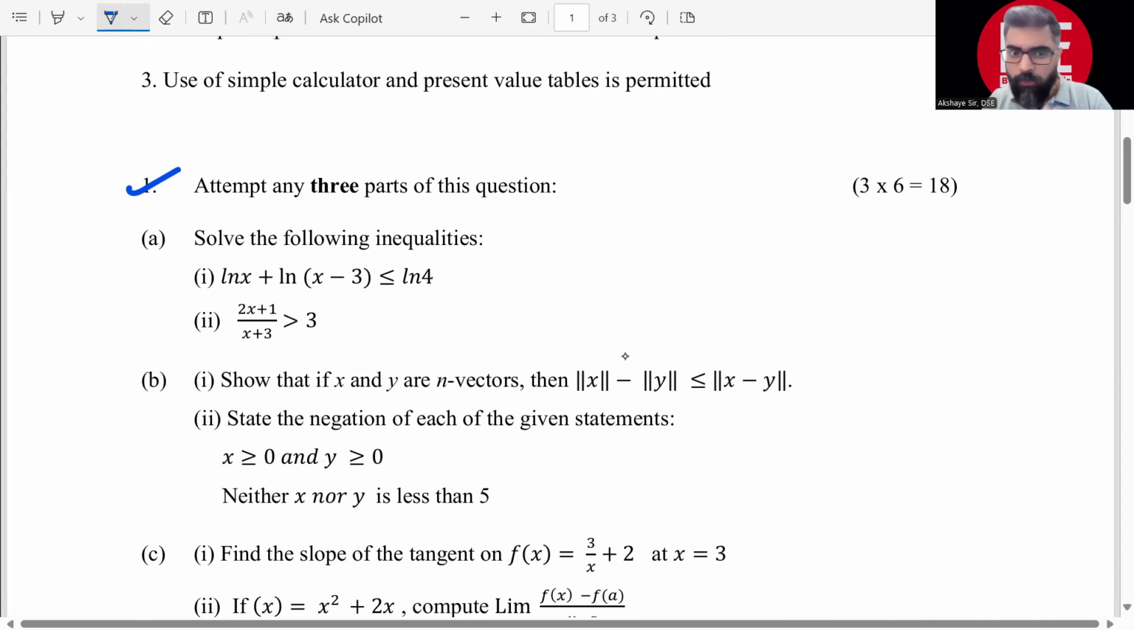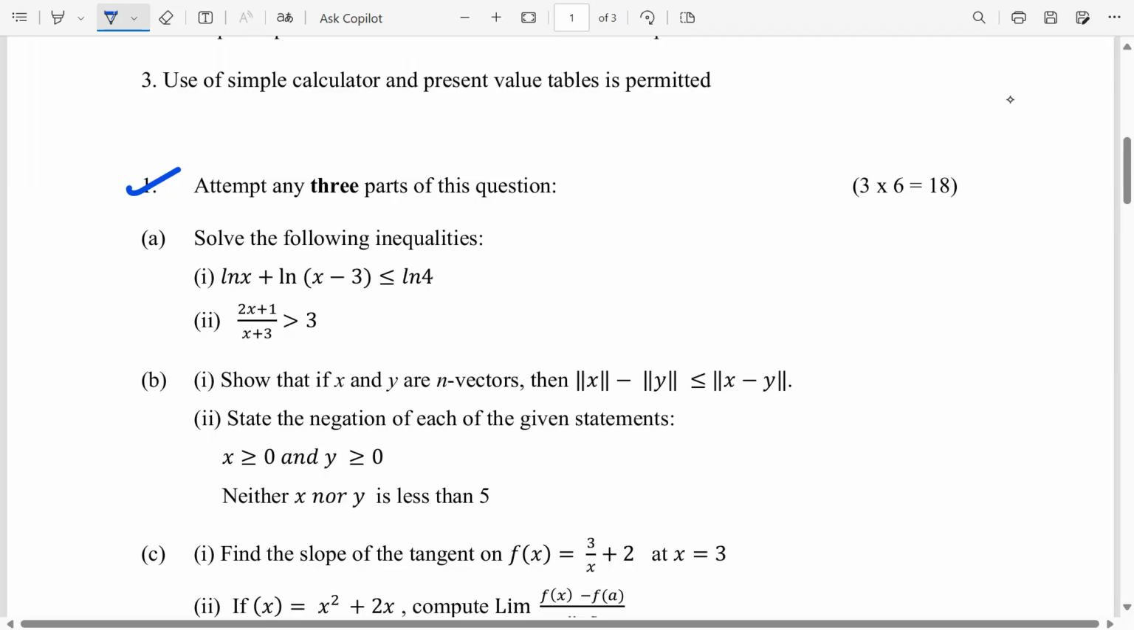It says that we need to solve or attempt any 3 parts of the question, but I'm going to solve all parts one by one. So let's quickly start with the discussion of question number 1, part A. Let's read part A. Solve the following inequalities. First one is ln x plus ln of x minus 3 less than or equal to ln 4. So we need to use the properties of logs to solve this inequality. Let me quickly come to the whiteboard and let's solve part 1 on the whiteboard.